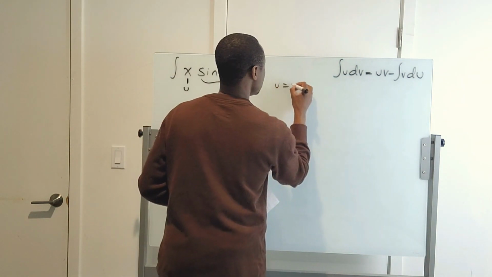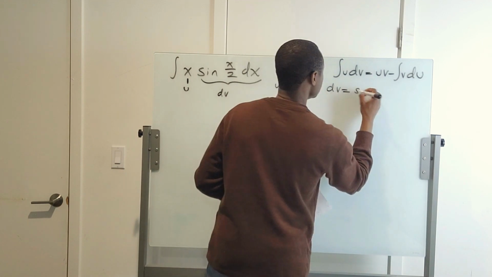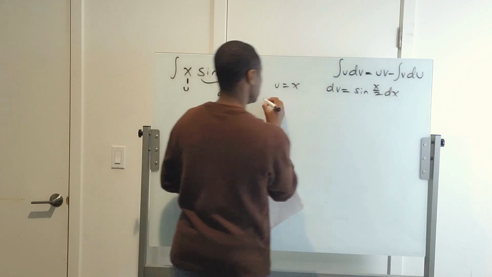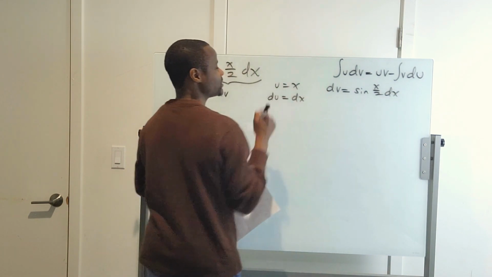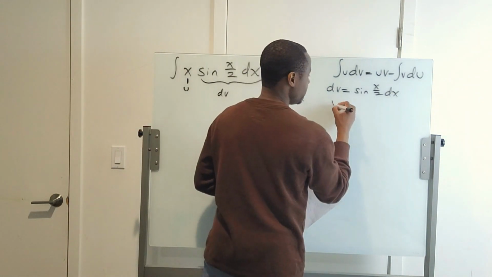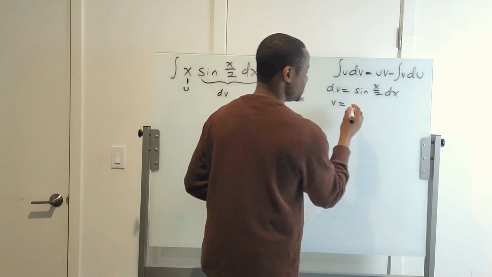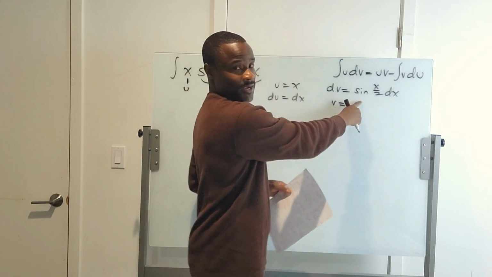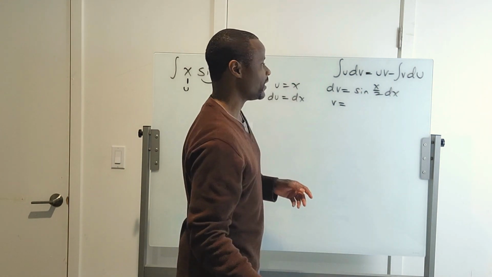So if u equals x, let's have a little table here, and dv equals the sine of x over 2 dx. What's du going to be? du is simply dx, because that's a 1 in front of the x. And our v is going to be the integral of this. What's the integral of sine? It's negative cosine. But keep in mind, it's not simply the sine of x, it's the sine of x over 2. How do we take the integral of that?